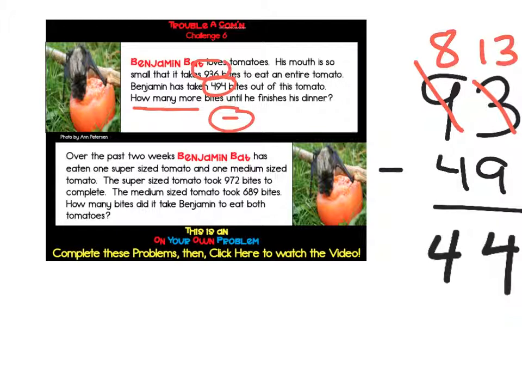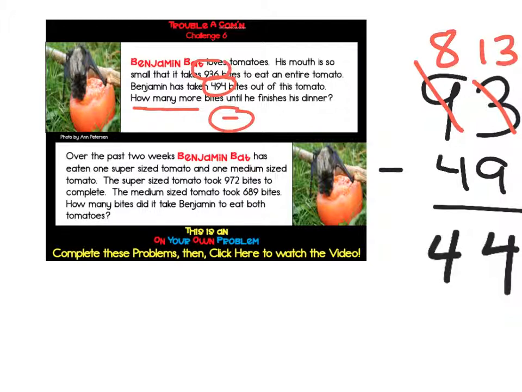And here we go. Over the past 2 weeks, Benjamin Bat has eaten 1 super-sized tomato and 1 medium-sized tomato. The super-sized tomato took 972 bites. That's even more than the normal one, so it must have been a bigger tomato than that one, right? And that was to complete it, right? And the medium-sized tomato took 689, so that was a little less than that, right? Bites to eat. How many bites did it take Benjamin to eat both tomatoes?